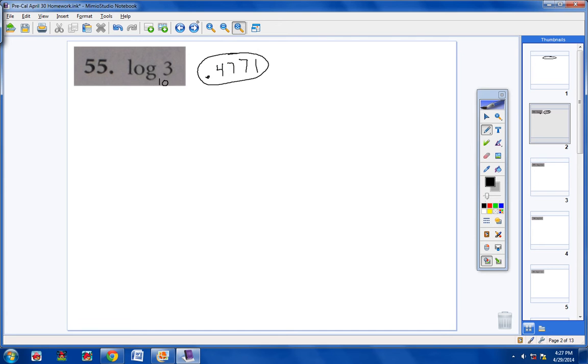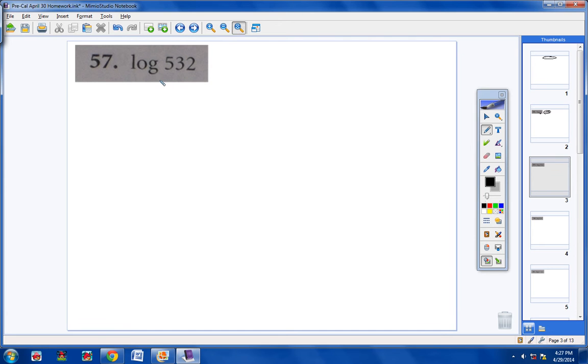Alright, let's continue on to number 57. Okay, notice again, this is a common log, base 10, and so your calculator does that for you automatically. So we're going to type in the log of 532, and we're going to hit equal, and you will get 2.7259. And of course there's a 1 here, but that means we will leave the 9 a 9, and there we have rounded to 4 decimal places.